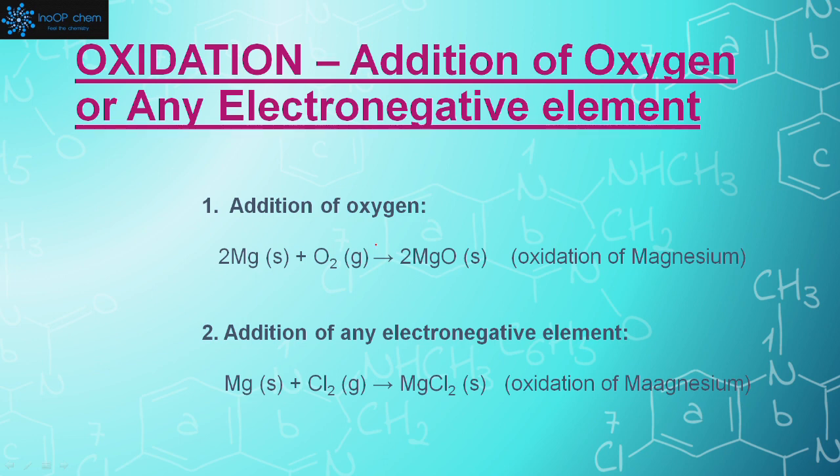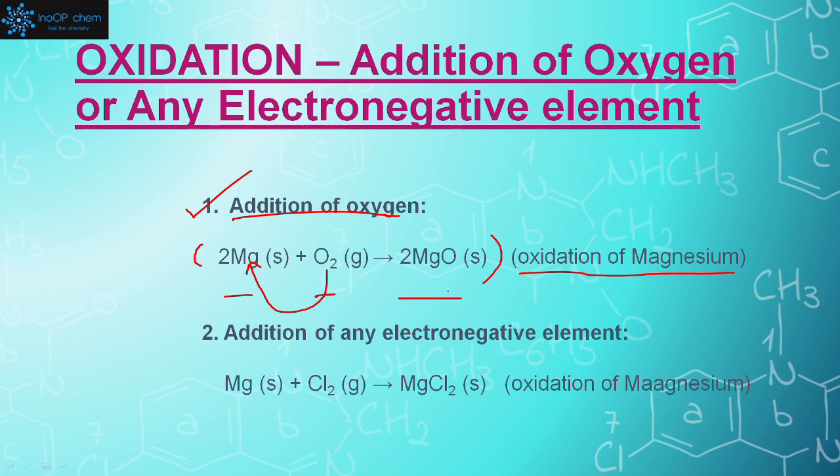In the first reaction, addition of oxygen takes place, in which magnesium and oxygen react to form magnesium oxide, in which oxidation of magnesium takes place. That means oxygen is added to the magnesium, so oxidation of magnesium takes place. The reaction is called an oxidation reaction because addition of oxygen takes place.